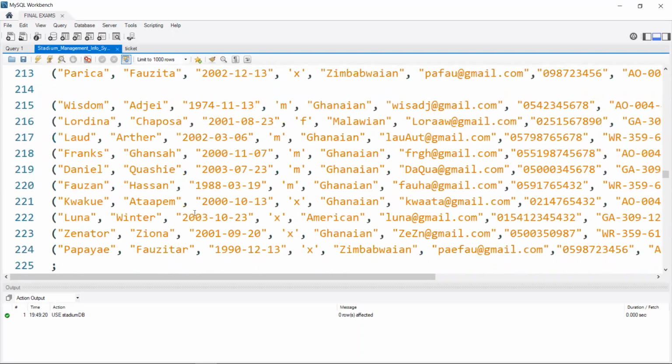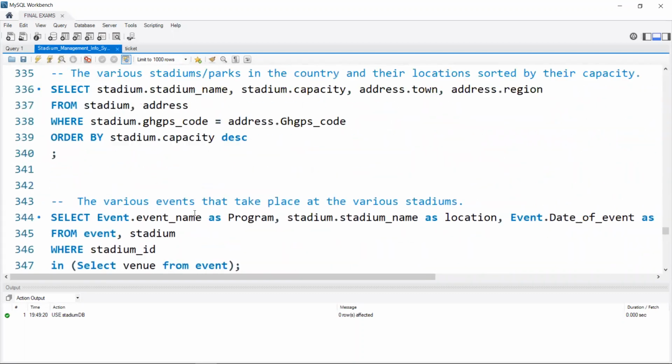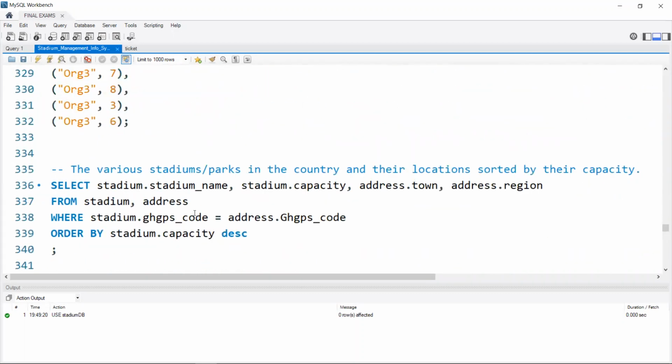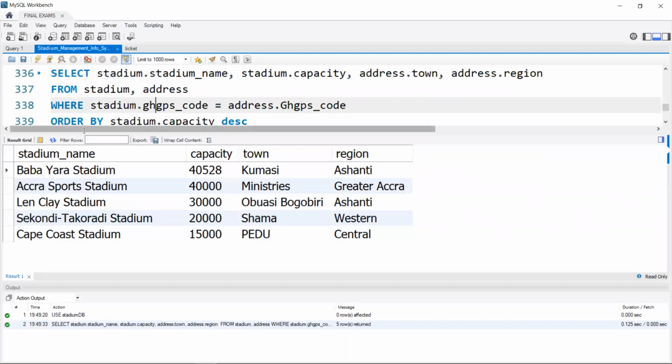Then we go straight to the very first query. What it's doing is listing the various stadiums in the country and their capacity in descending order. So from this query, at a glance, we can tell that Baba Yara Stadium is the biggest stadium currently in the country, with at least 40,552, and is located in Kumasi.